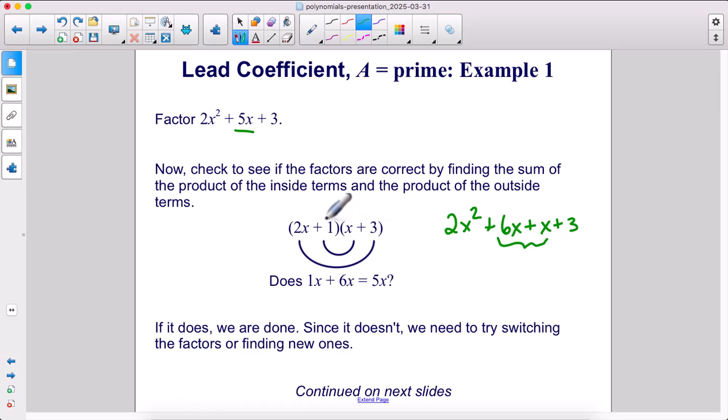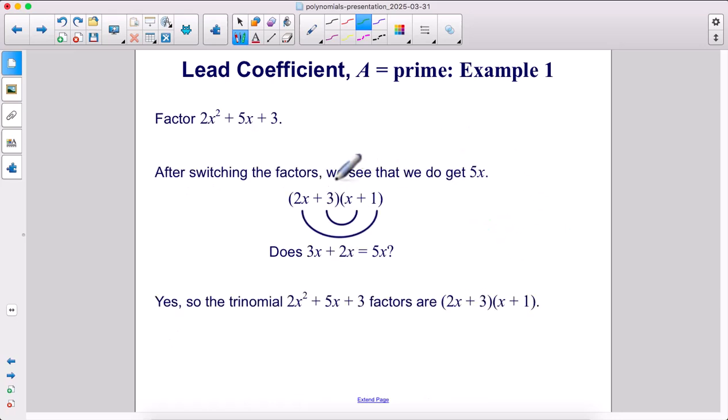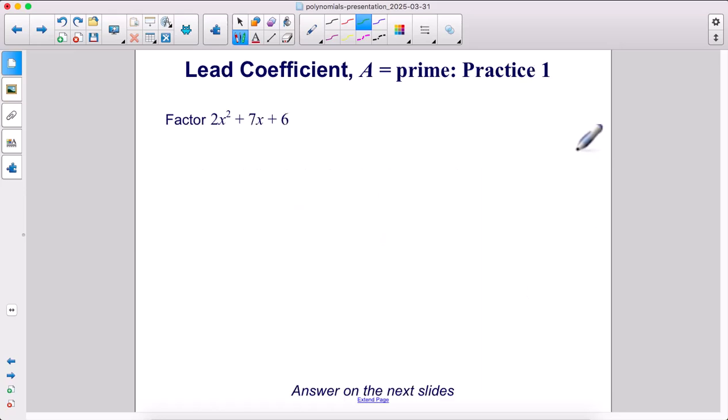Therefore, we need to try switching the factors or finding new ones. After switching the factors around and then doing FOIL again, we see that we got it correct. So yes, the trinomial 2x squared plus 5x plus 3 can be rewritten as 2x plus 3 times x plus 1.